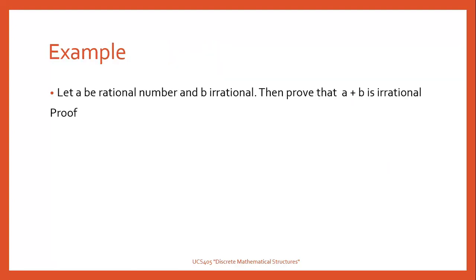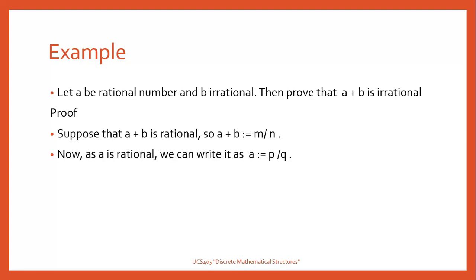Next, let a be a rational number and b be irrational. Then we have to prove that a plus b is also irrational. Now we will assume that a plus b is rational. Now a plus b can be written in the form of m by n, where m and n are integers.